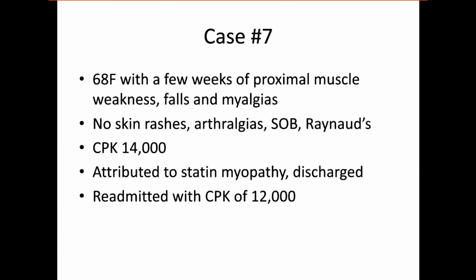All right, case number 7. So we have a 60-year-old female. I feel like I gave this just the other day, so I'm sorry if I'm repeating myself to anybody. We have a 60-year-old female. She has a few weeks of proximal muscle weakness, also endorsing some falls and myalgias. She'd never had anything like this before. She's got really no extramuscular features, and her CPK is 14,000.